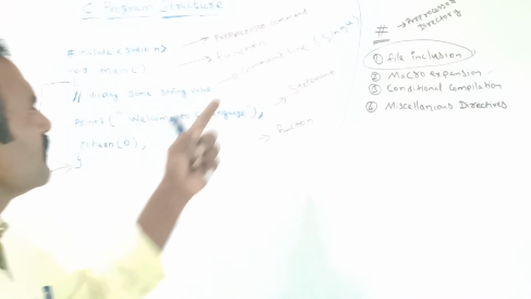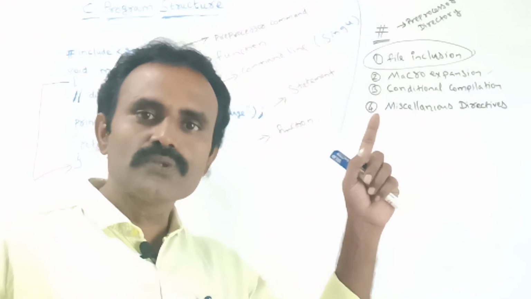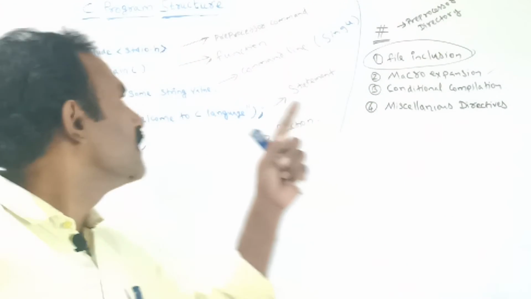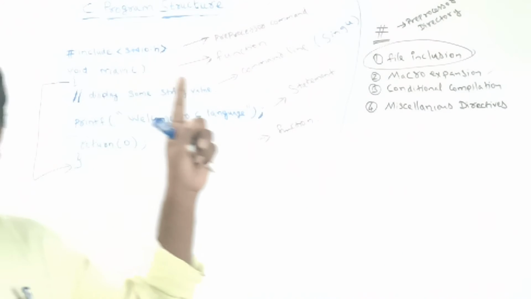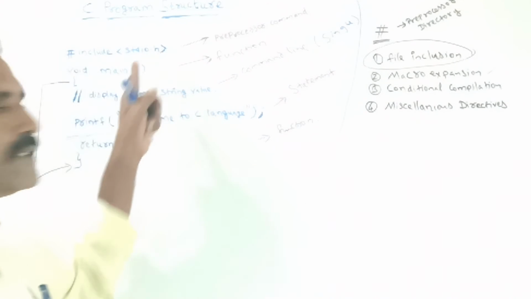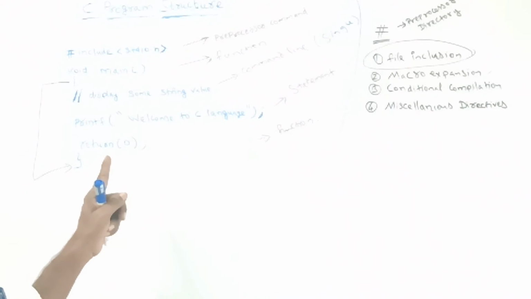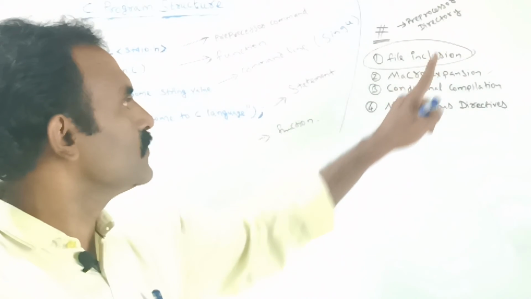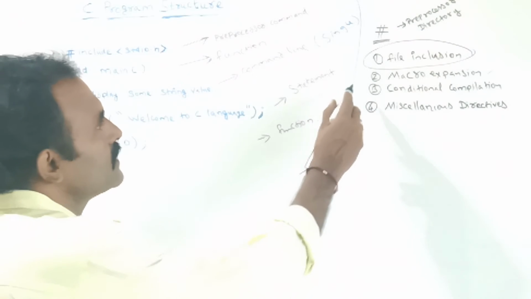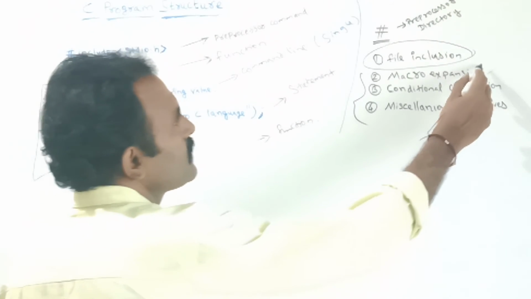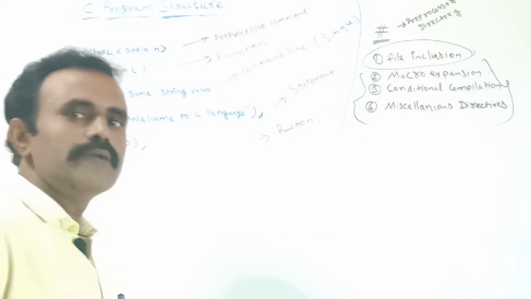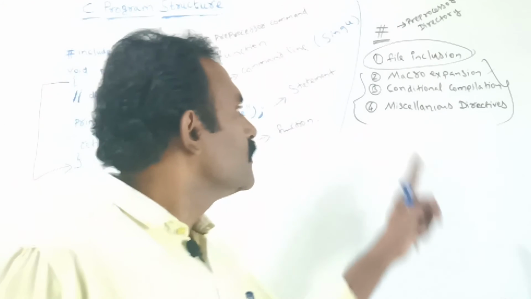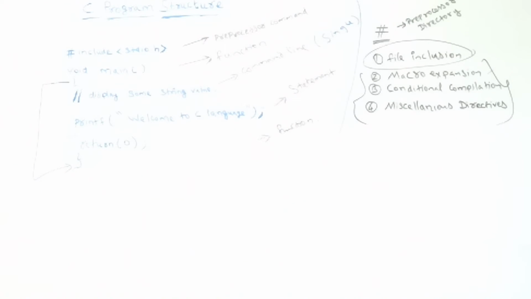Whenever we need those functions for some process, we can call them by including the header file, that is, predefined functions. This comes under file inclusion. Next, these things and all we will see deeply one by one in the program.